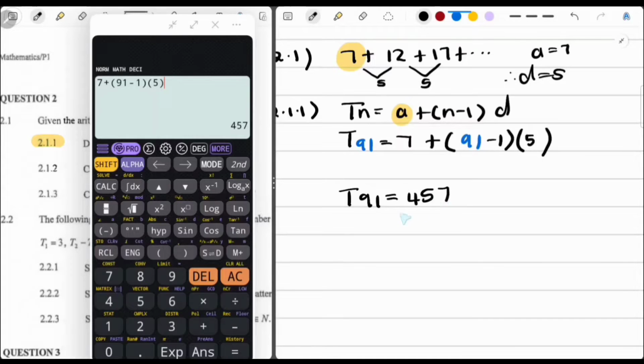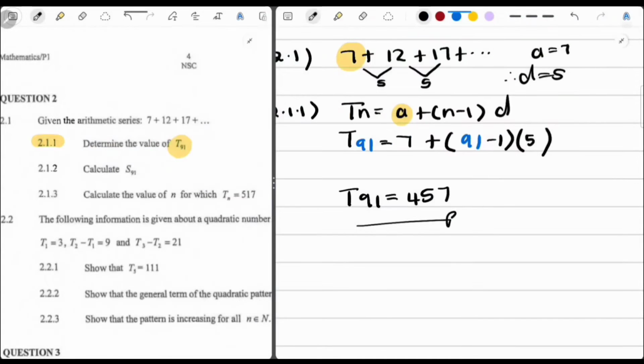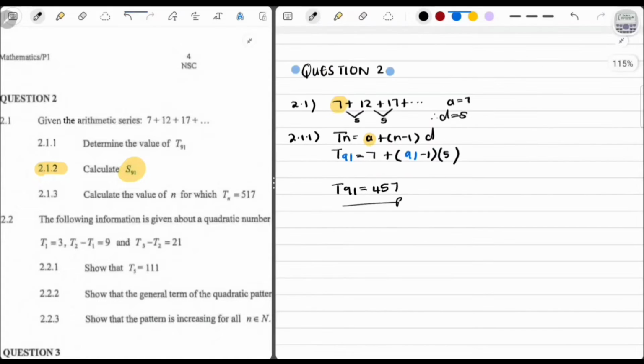So 457 is our answer. Okay, moving on to the next question. The next question says calculate S of 91. S91, the sum of 91 terms. Interesting, because they asked us to calculate the value of term 91.